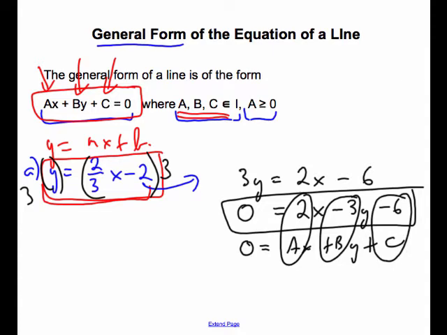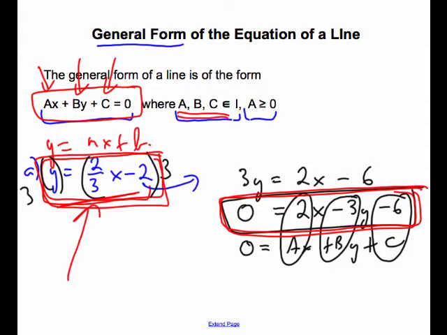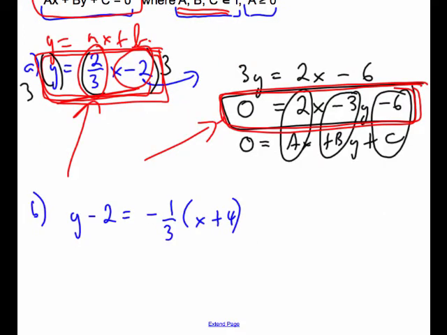Now as I said, general form is not as useful as slope-intercept form, because even though these two equations are the same, the advantage of this is that I can see the slope and the y-intercept. With general form I can't. But as I said, it's just a more general way to present the equation of a line. Alright, let's look at one more example.